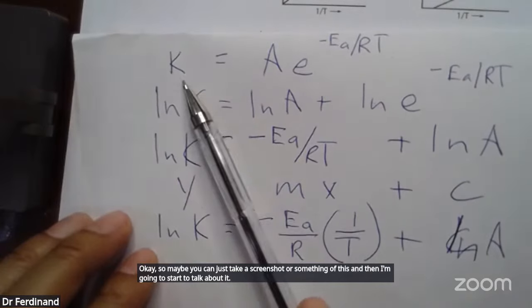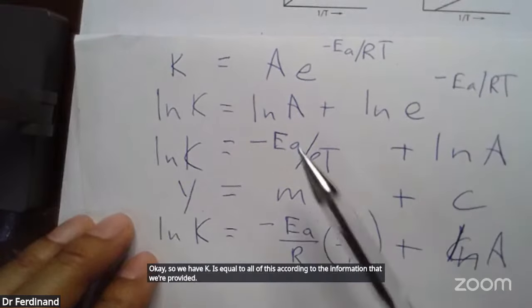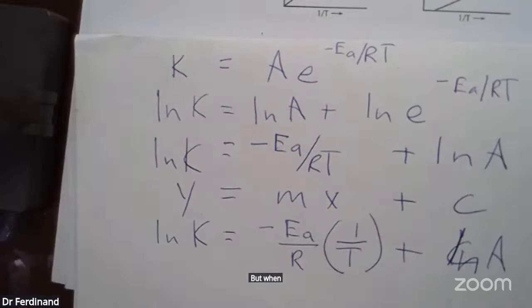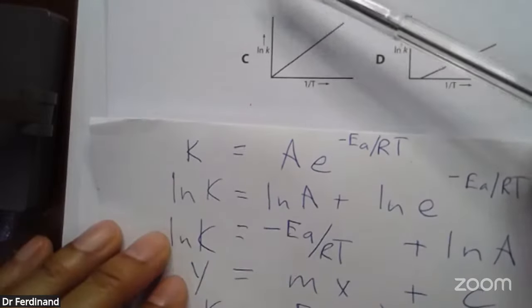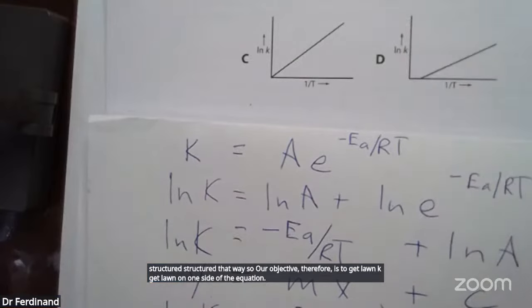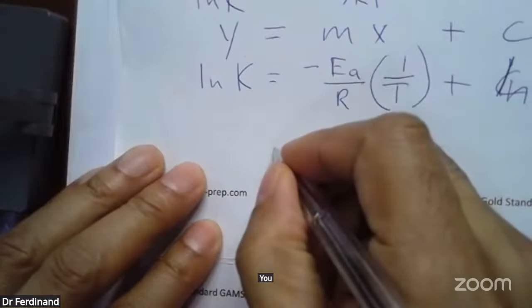Okay, so we have K equal to all of this, according to the information that we're provided. But when we look at all the graphs, all of the graphs have ln K versus 1 over T, as mentioned in the question itself. So our objective, therefore, is to get ln K on one side of the equation and 1 over T somewhere on the other side of the equation, because in the back of your mind, you should be thinking about this.